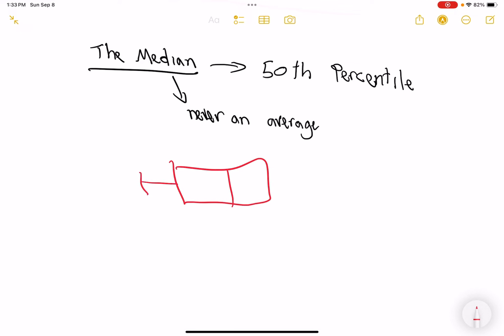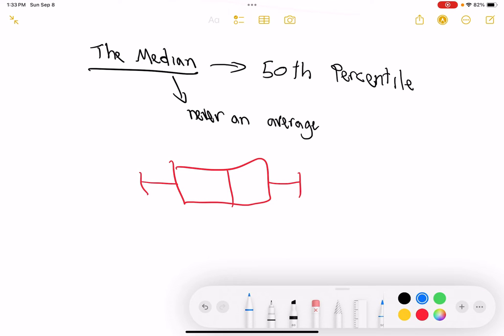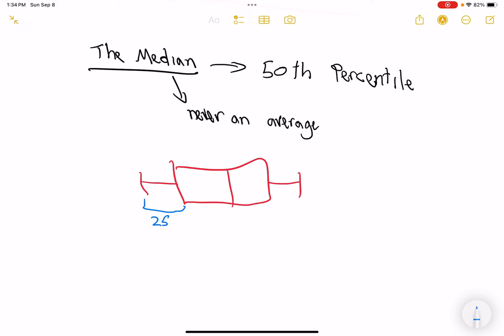We know that every quartile and the min and max, each part of that holds 25% of the data. 25% of the data points, right? Not the values of the data points, just the data points themselves, which means half of the data lies before the median, half of it lies after the median.